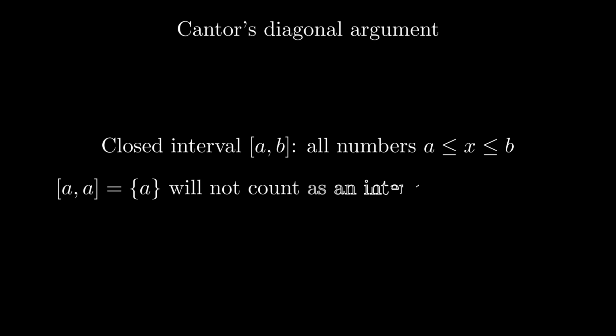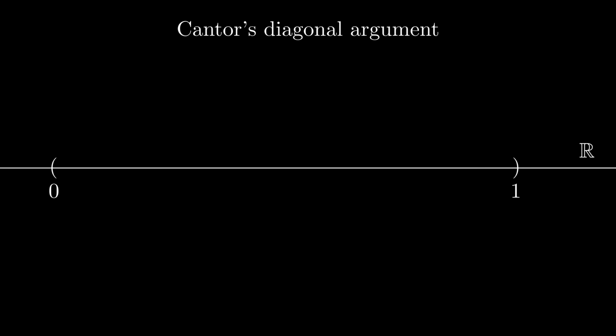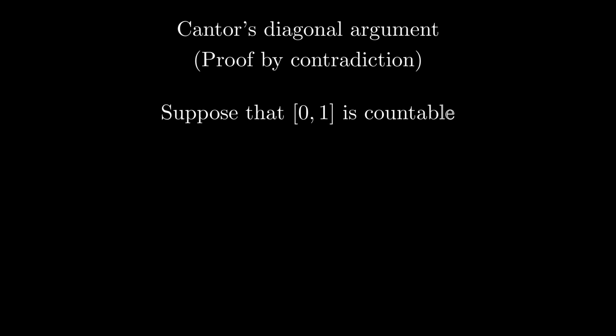And in this video, an interval with 1 point does not count as an interval. With that in mind, we'll assume that each number in [0, 1] can be written out as a unique decimal expansion. Then our plan is to use proof by contradiction. First, suppose that [0, 1] is countable, then show that it reaches a contradiction, and hence cannot be true.